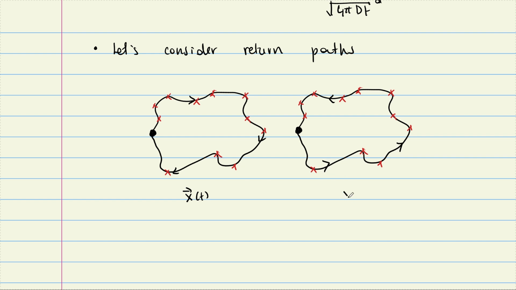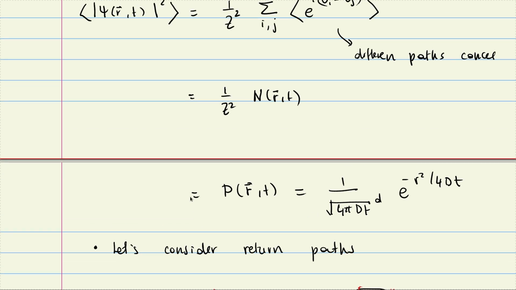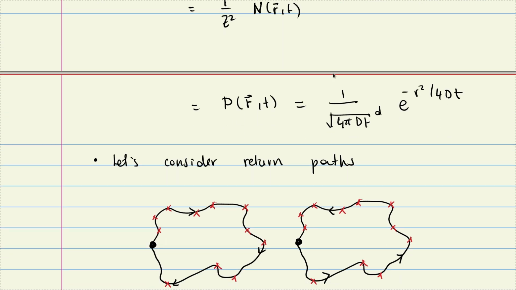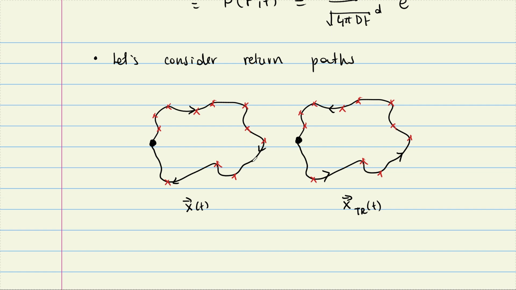Right, I will just show this with x. Let me write it like x_TR of t. So if x of t is allowed inside this sum, time reversal is also allowed. But the problem with these two paths is that they are doing exactly the same thing. They are going to interfere constructively, right, because they have exactly the same phase.